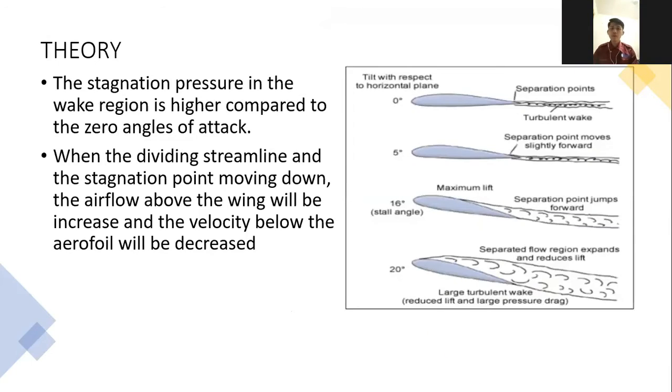The stagnation pressure in the wake region is higher compared to the zero angle of attack. When the dividing streamline and the stagnation point move down, the air flow above the wing will increase and the velocity below the aerofoil will decrease. According to Bernoulli's theorem, the pressure will increase when the velocity decreases. Therefore, the lift force will be generated when the pressure below the aerofoil is higher than the pressure above the aerofoil.